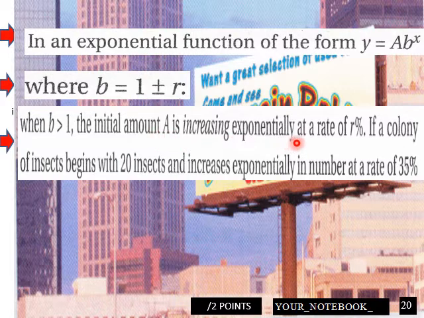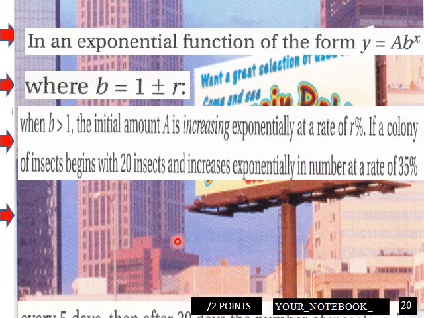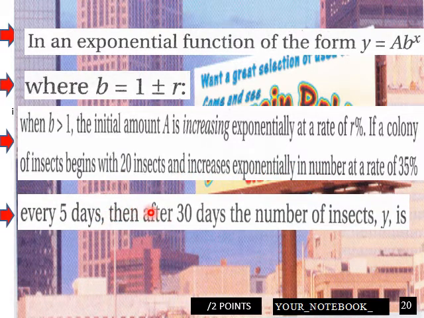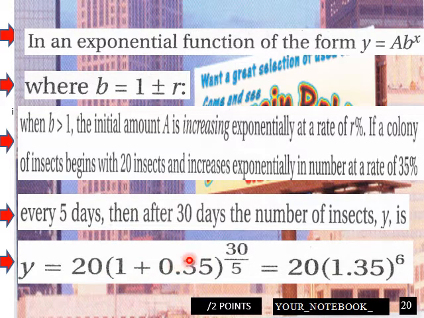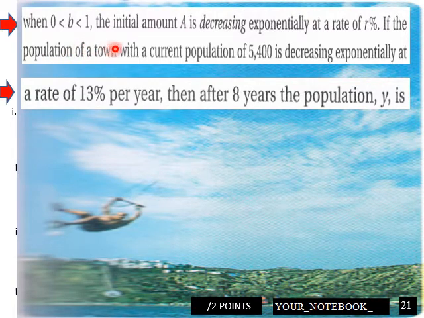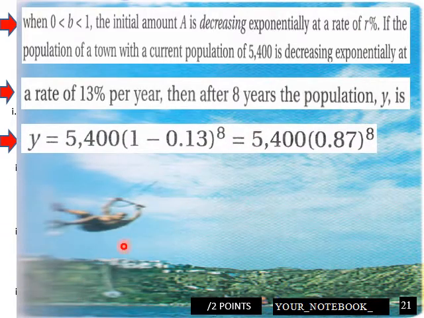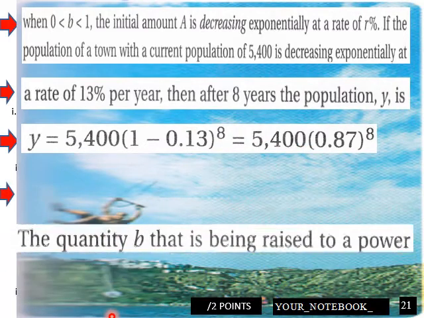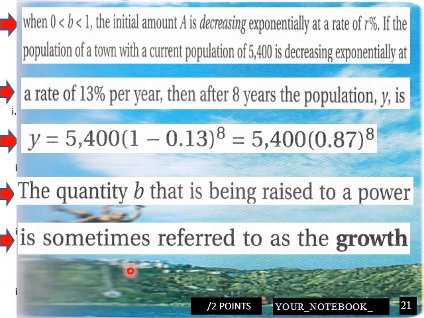The initial amount A is increasing exponentially at r%. For example, a quantity of insects beginning at 20 increases exponentially at a rate of 35% every 5 days. After 30 days, the number of insects y will be represented by this formula here. So when 0 is less than b and b is less than 1, the initial amount A is decreasing exponentially at r%. So when you have a situation here, this will be an exponential decay formula. The quantity b being raised to a power is sometimes referred to as the growth factor.